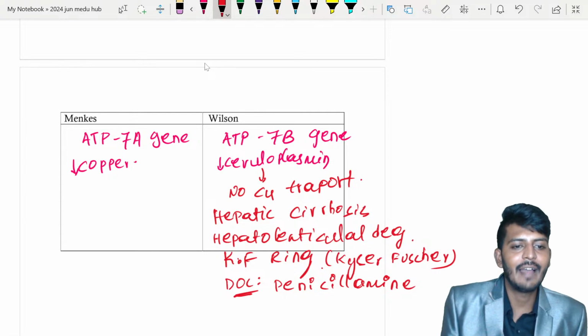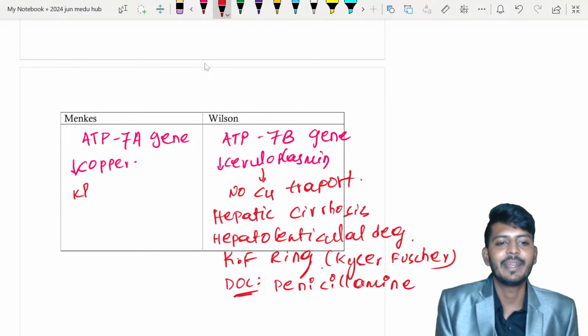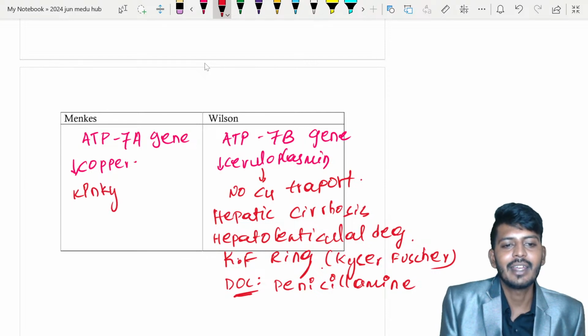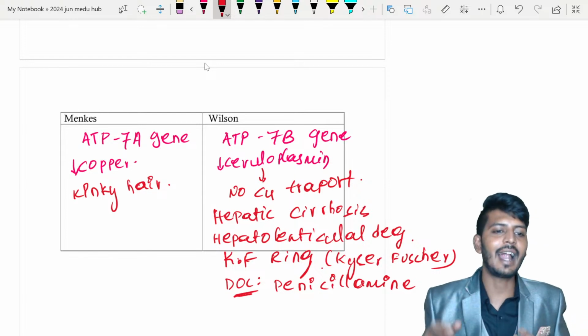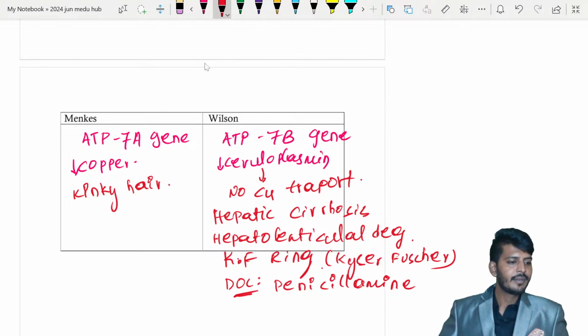Menkes disease patient will have a, what is that? That is most important, kinky hair. Menkes kinky. Okay, Menkes kinky. Okay, so that is your Menkes disease. All right, very good, very nice. All of you are correct.